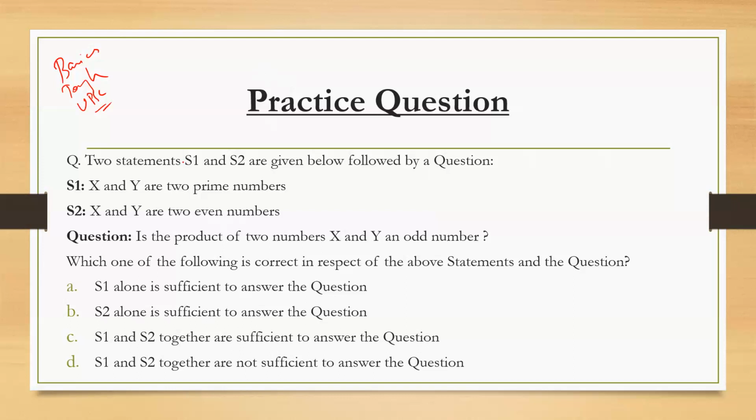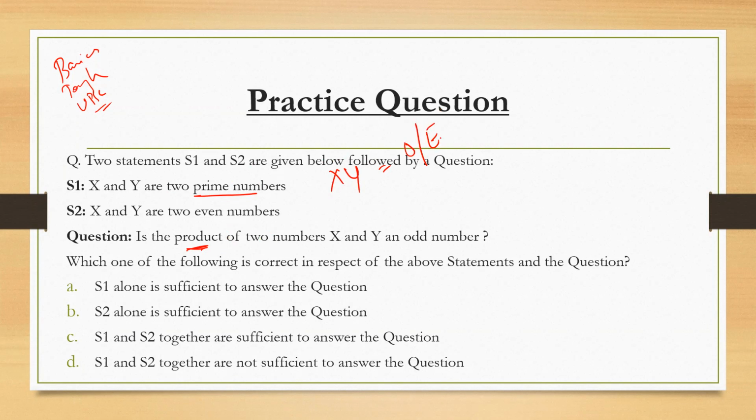Okay. So here, what is the logic here? That is, x and y are two prime numbers. So when they are prime numbers, we are talking about their product here. So the product of x and y, here it can be what? It can be either odd or even.